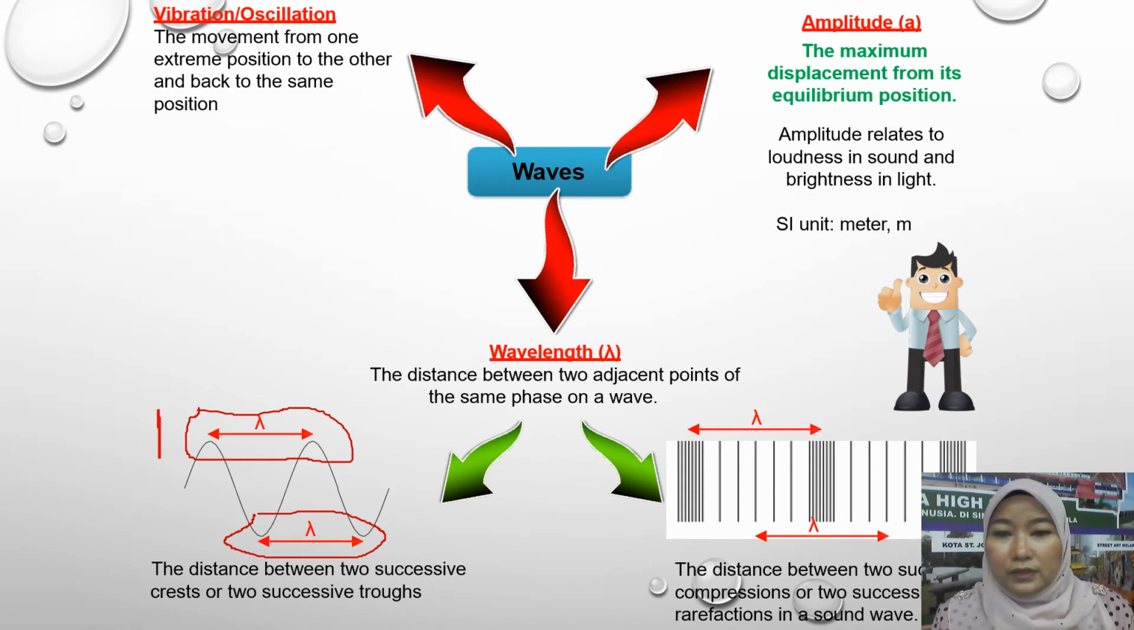For sound wave, we have compression part and rarefaction part. From one compression part to another compression part, we measure it as 1 lambda, or from one rarefaction part to another rarefaction part, we call it 1 lambda too.